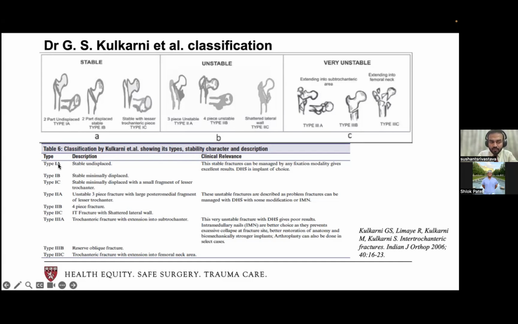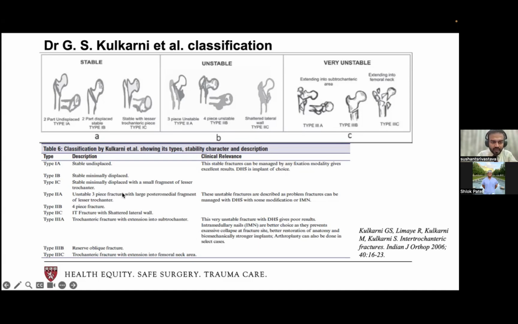So type 1A is stable undisplaced, 1B is stable minimally displaced and 1C is stable minimally displaced with a small fragment of lesser trochanter. All these fractures, beg your pardon, can be managed by any fixation modality and it gives excellent results. DHS is the implant of choice here.